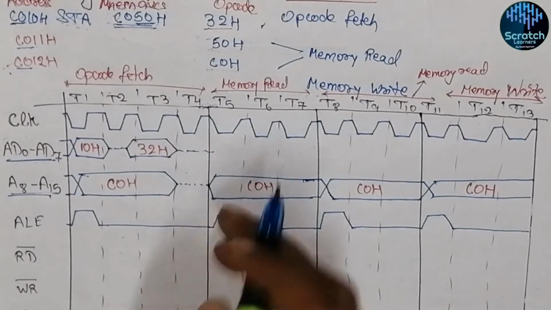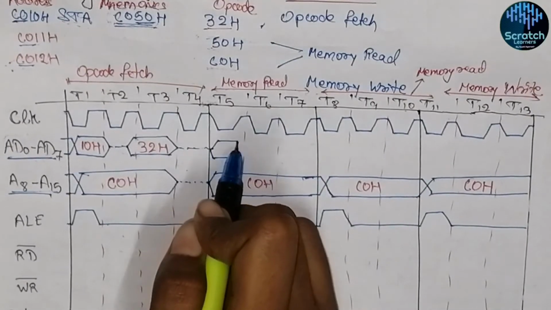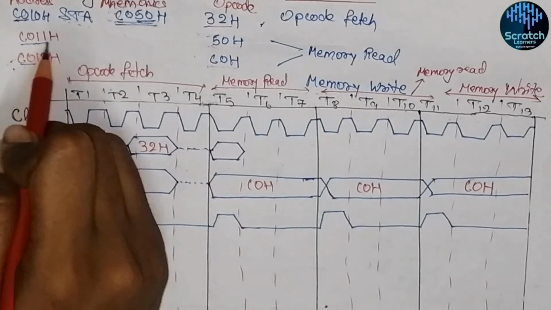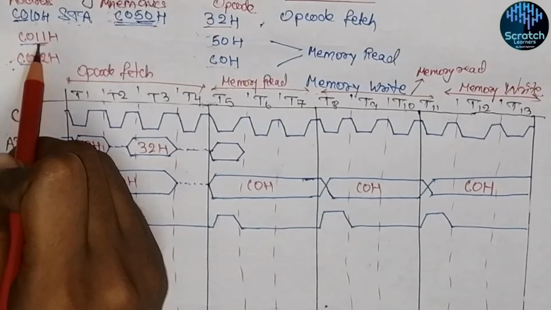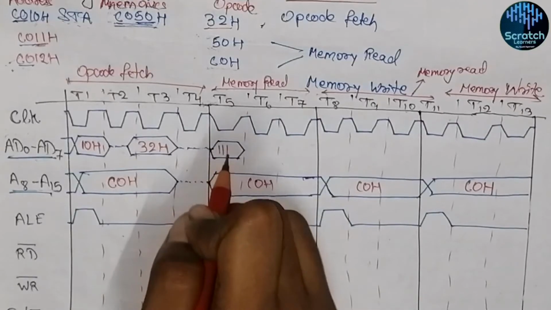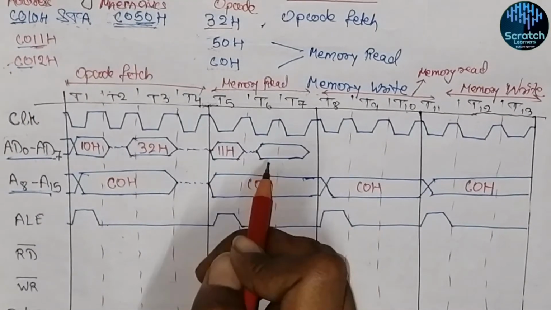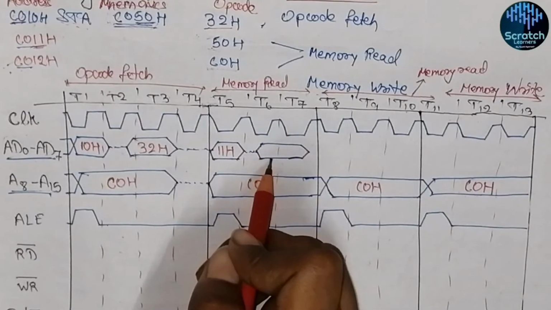Alright. In the same way, the lower order address will be written in T5 state. So what is the lower order address? This is 11 hex. You can see here after 10 hex, 11 hex is the next lower order address. So 11 hex will be written here, and in the next two T states, that is T6 and T7 T states, it will be containing the data.